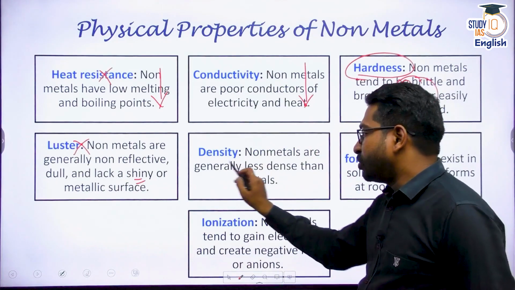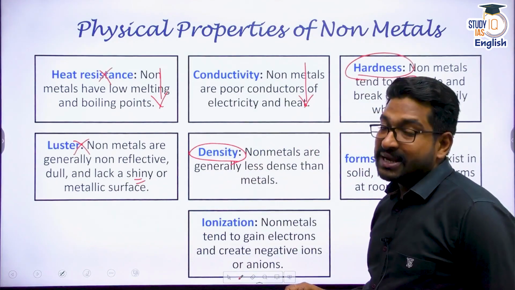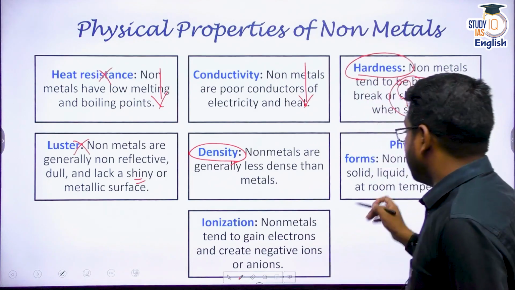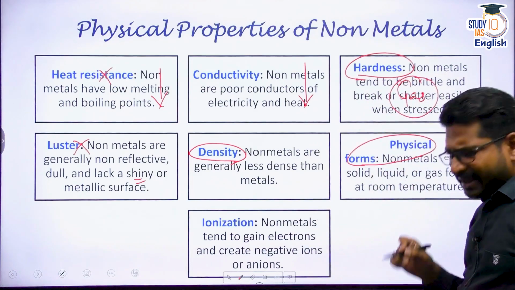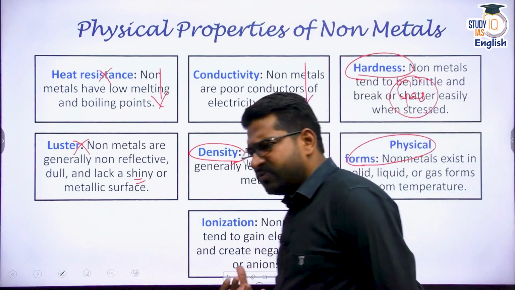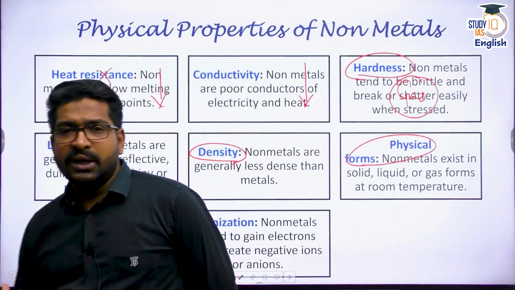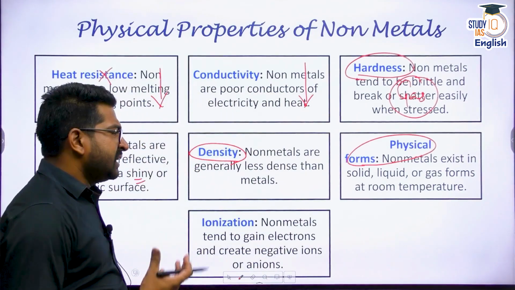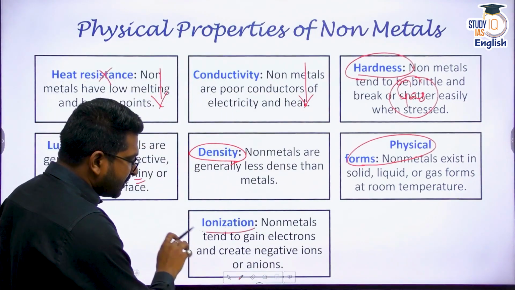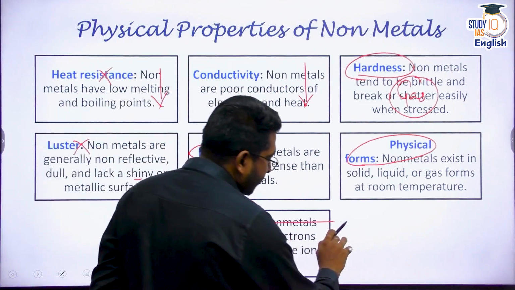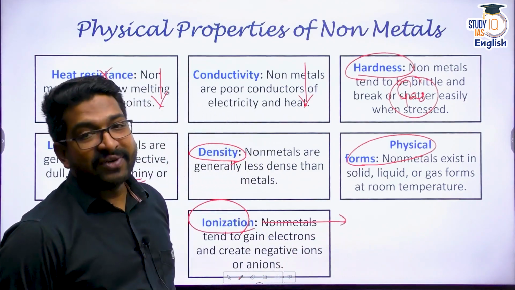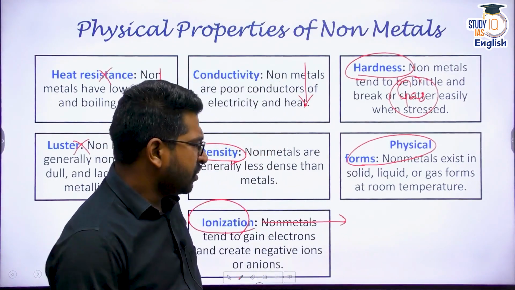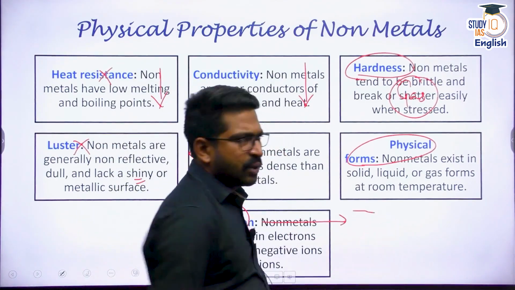Apart from that, when you talk about density, non-metals are less dense when compared to metals. Physical form: we can find them in all the three forms, in the gaseous form, in the liquid form, in the solid form. All the three forms can be found at room temperature. Apart from that, whenever they are ionized, they form negative ions. So they are generally negatively charged ions.